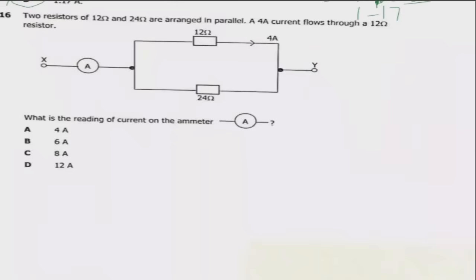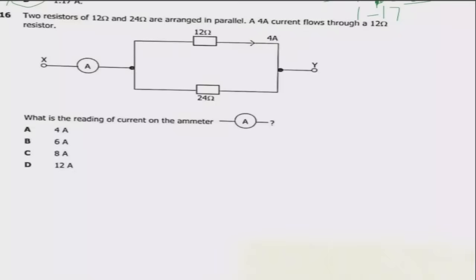Okay, we come to question 16, which is two resistors of 12 ohms and 24 ohms are arranged in parallel. A 4 amp current flows through the 12 ohm resistor. What we need to bear in mind is that the voltage in this circuit is the same at each point. Regardless of the point, the voltage across this circuit is the same.